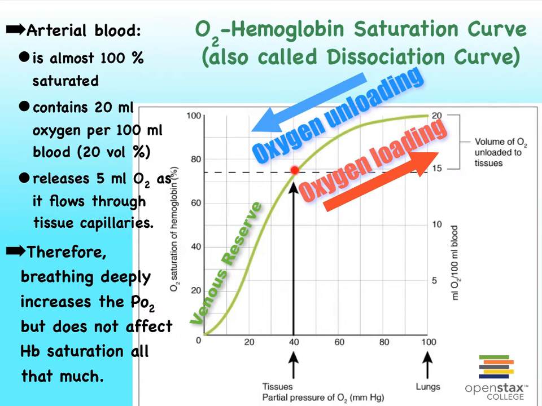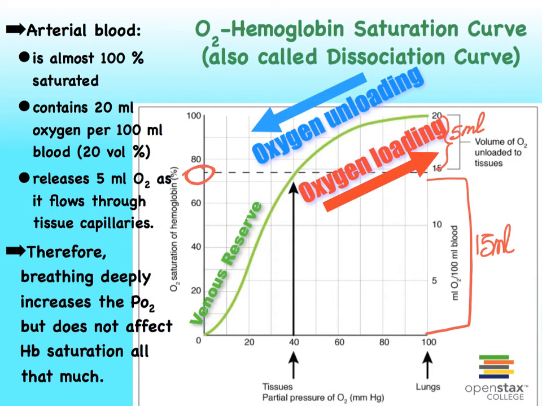By the time oxygen unloading has finished in the tissues, again, we still have 75% saturation of hemoglobin. And notice that we really only have unloaded about 5 milliliters of oxygen. So the blood that is going to end up in our venous system still has all of this amount of oxygen left, 15 mils. That explains, of course, too, that high percentage of oxygen hemoglobin saturation. So only 5 milliliters of oxygen is released during the oxygen unloading process in the tissues.